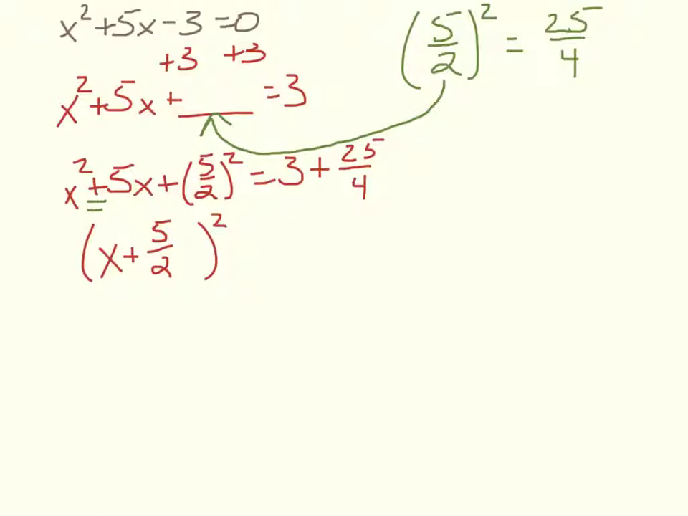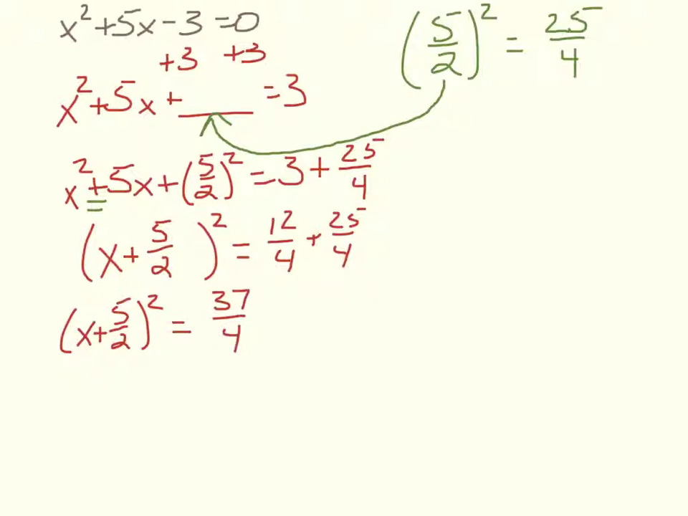Okay, what we're going to do over here, write 3 with a common denominator of 4 would be 12 over 4 plus 25 over 4. So we have x plus 5/2 squared equals 37 over 4. Take the square root of both sides. x plus 5/2 equals, don't forget that it's a positive and a negative, square root of 37 over 4.